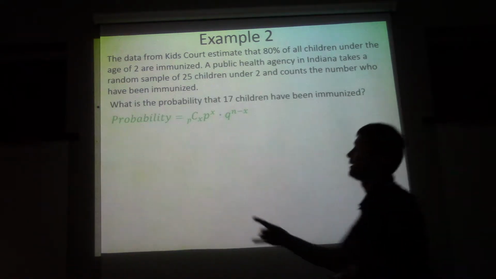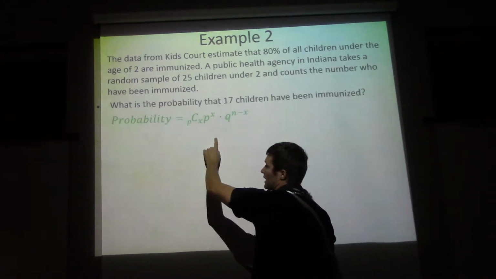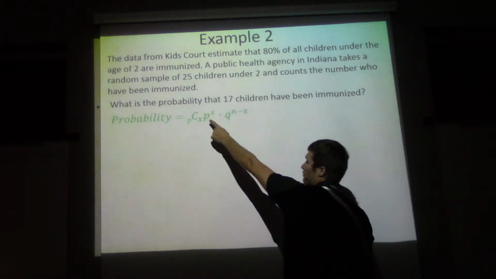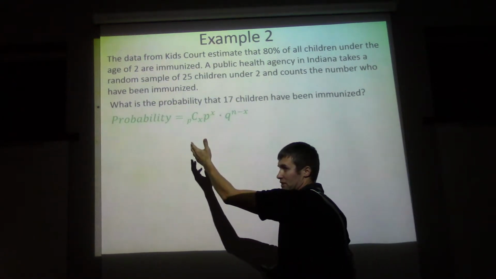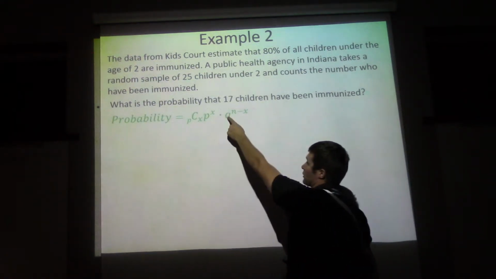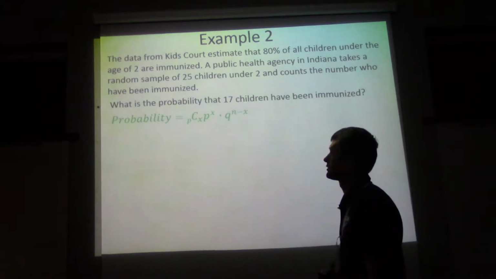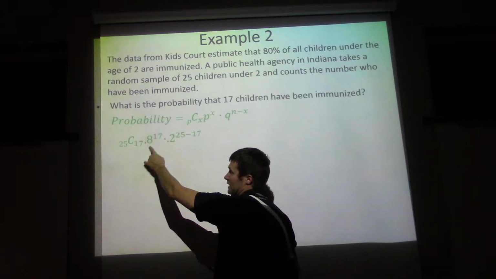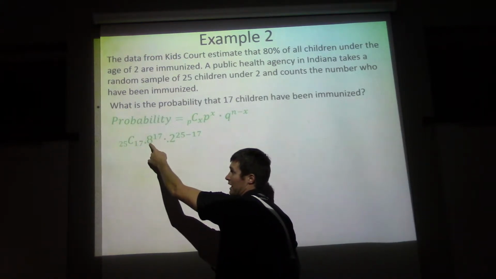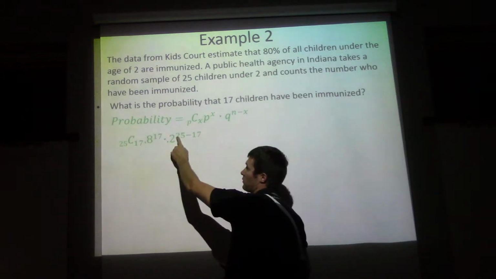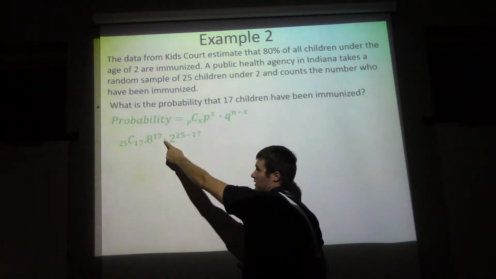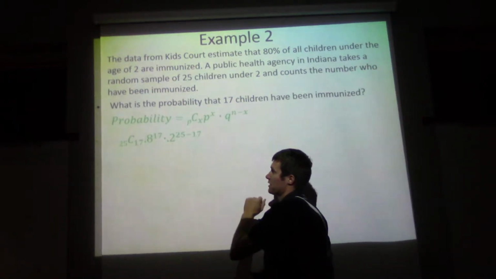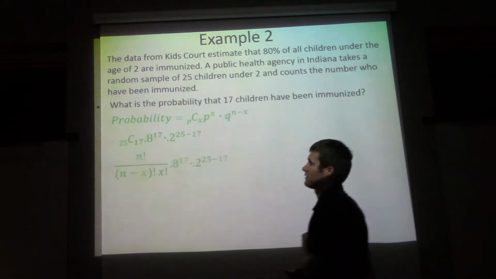So now we plug it in. n is the total number, so I plug that in. X is the number of successes, which in this case is 17. P is the probability of success, or the probability that they are immunized. Q would be the probability that they're not immunized. So you go through here. 25 is the total number. We want 17. There's an 80% chance, or 0.8, that they are immunized. We want to find 17 of them. If it's 80% that they are immunized and 20% that they're not, and then we go 25 minus 17.